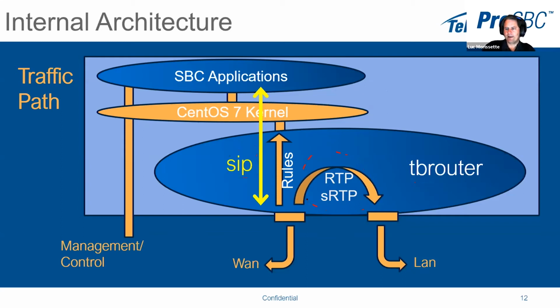And this part here is of course optimized to carry the RTP and SRTP traffic. And when you do network transformation like this, there are copies that are done in software and it's not as efficient.